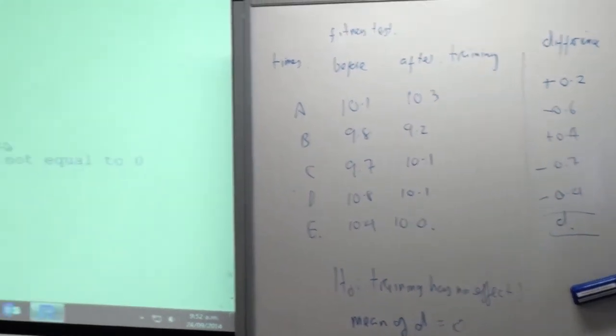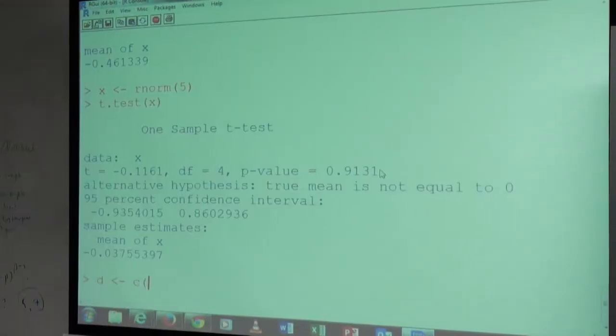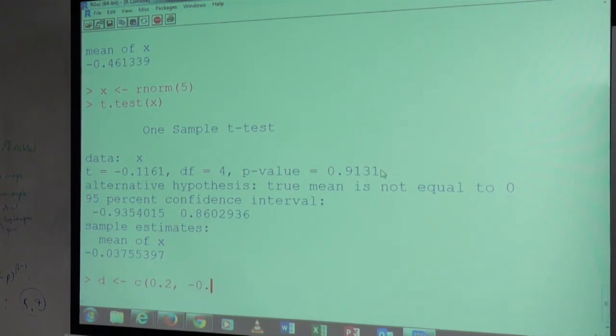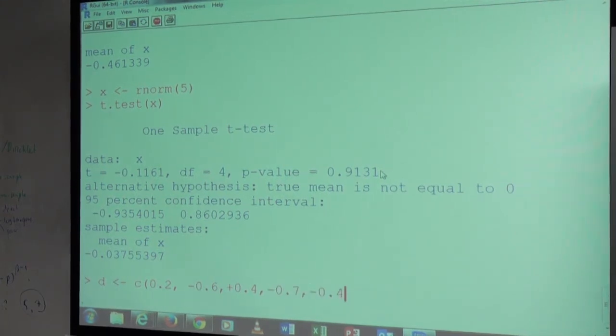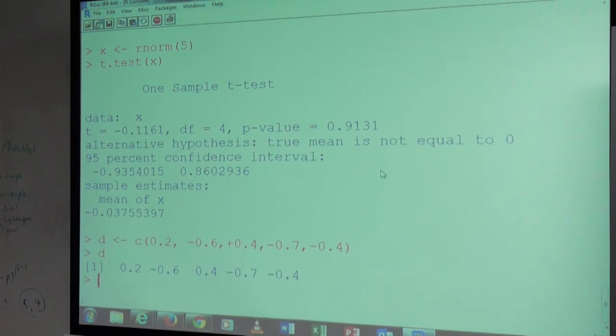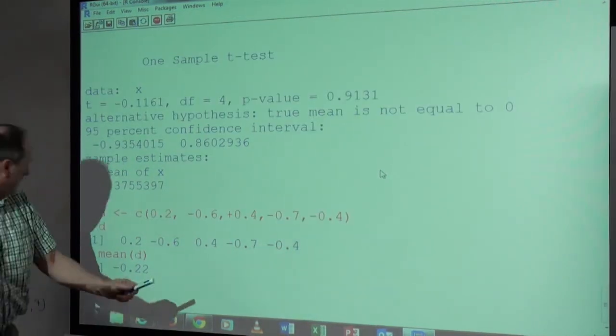I can't see them from here. Somebody call them out. 2.1. No, the difference I want. Plus 0.2. Minus 0.6. Plus 0.4. Minus 0.7. Minus 0.4.